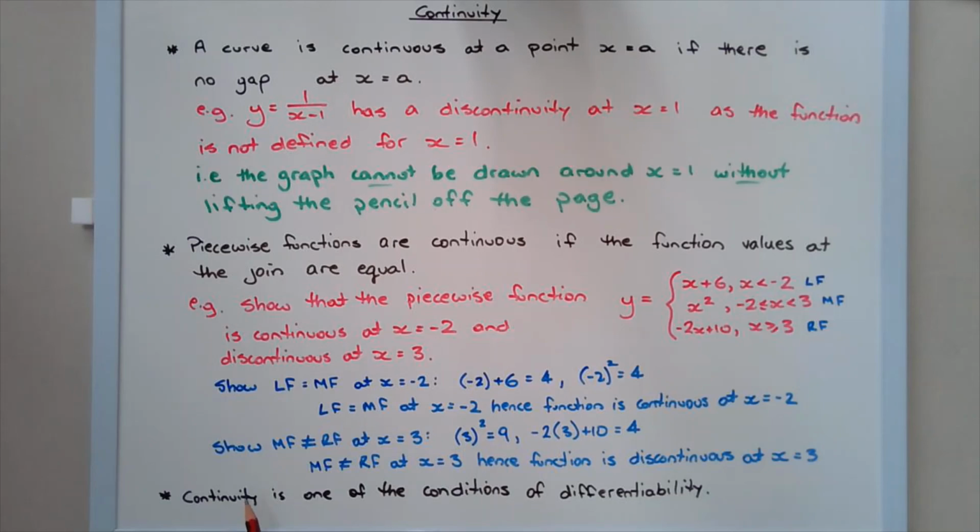Now, for the next part, showing the function is discontinuous at x equals 3, we need to show that the middle function is not equal to the right function at x equals 3. So the middle function, that's x squared, so 3 squared is equal to 9. The right function, negative 2x plus 10, if you substitute x equals 3 into the right function, we end up with negative 2 times 3 plus 10 is equal to 4. Now the middle function is not equal to the right function at x equals 3, hence the function is discontinuous at x equals 3. Now the importance of continuity is that it is one of the conditions of differentiability, which we will talk about later.